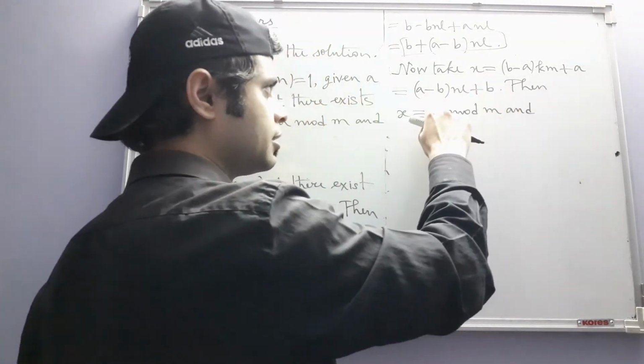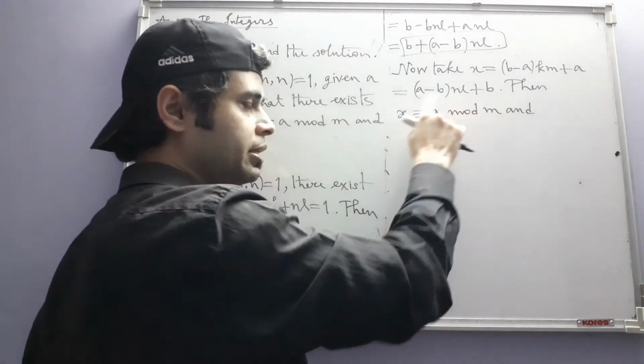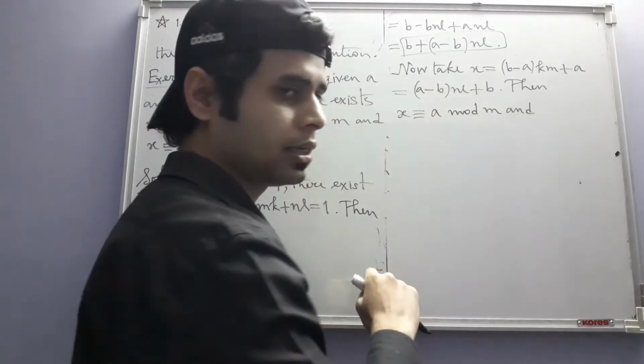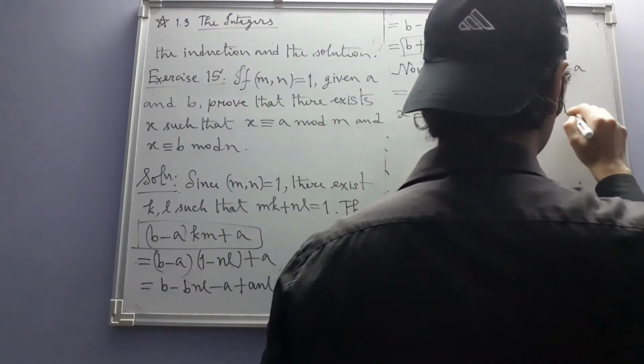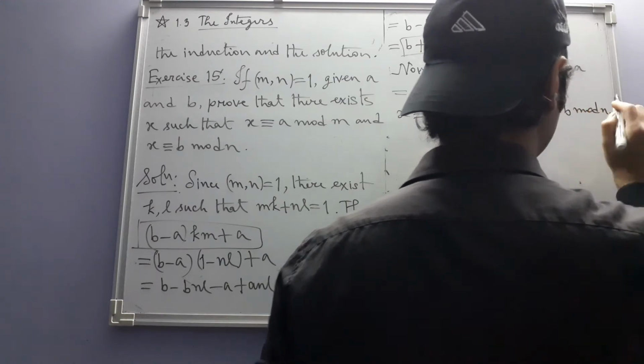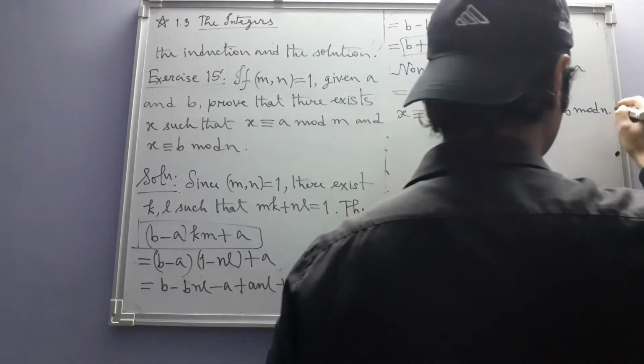Look at the second equality: x is equal to this, then x minus b is divisible by n, because a minus b times l is an integer, and that means x is congruent to b mod n. That's what we wanted to show, right? So there is such an x.